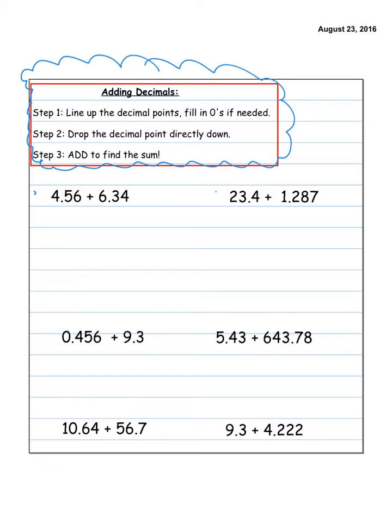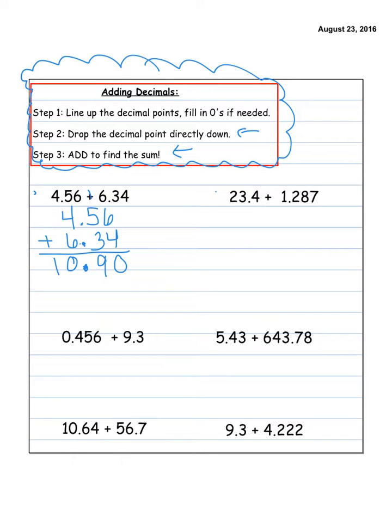So step 1, line up the decimal points, fill in zeros if needed. So 4 and 56 hundredths plus 6 and 34 hundredths. My decimal points are lined up. I don't need to plug in any zeros because there's no blank spots. They all line up. And then drop the decimal point directly down, which was step 2, and then add to find the sum. So 6 plus 4 is 10, 5 plus 3 is 8, plus 1 is 9, and then 6 plus 4 is 10.